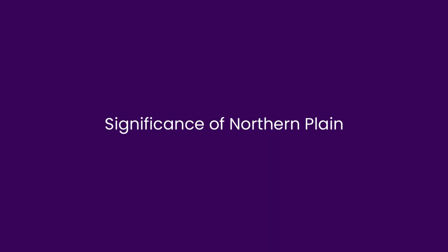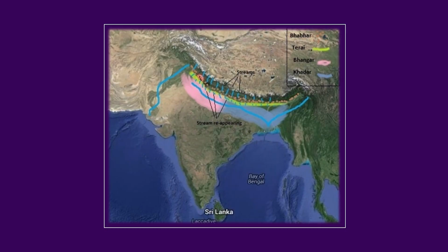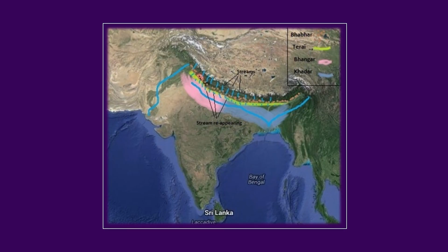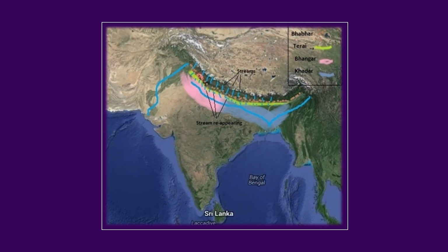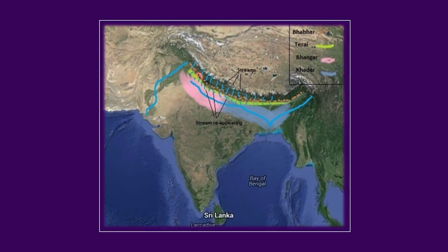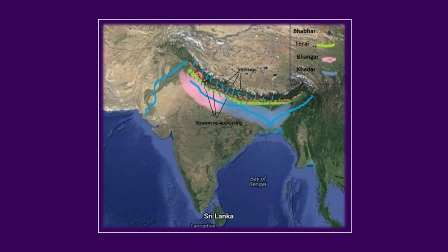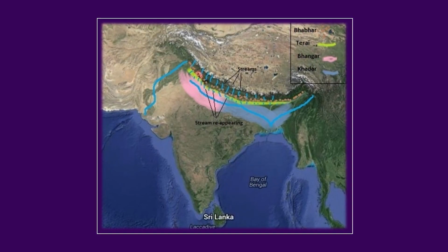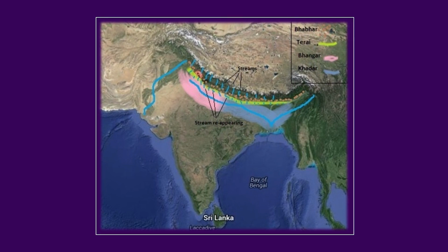Coming to the end of the topic, let's discuss the significance of northern plains. The plains constitute less than one-third of the total area of the country but support over 40% of the total population of the country. Fertile alluvial soil, flat surface, slow-moving perennial rivers and favorable climate facilitate intense agricultural activity. The extensive use of irrigation has made Punjab, Haryana and western part of Uttar Pradesh the granary of India.